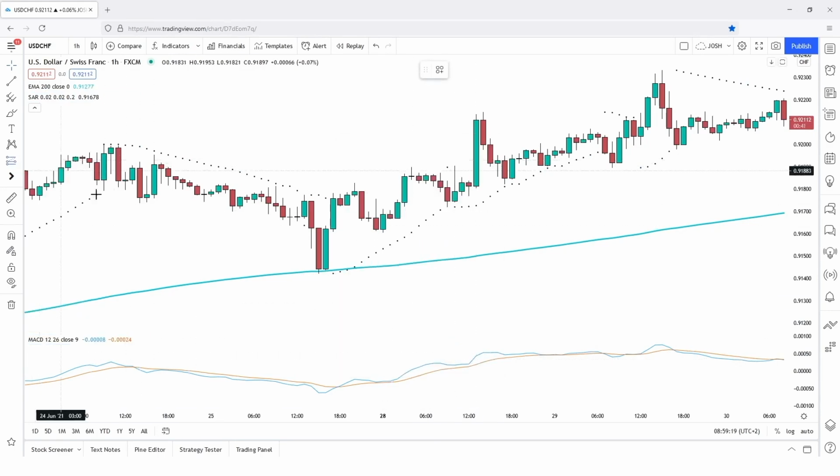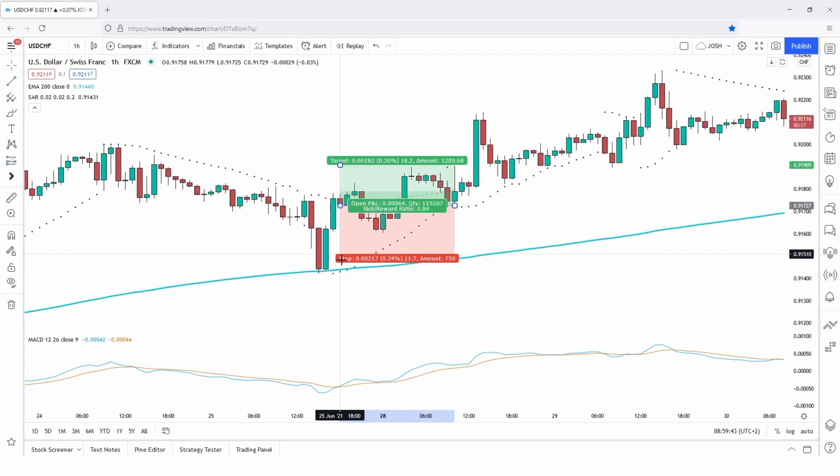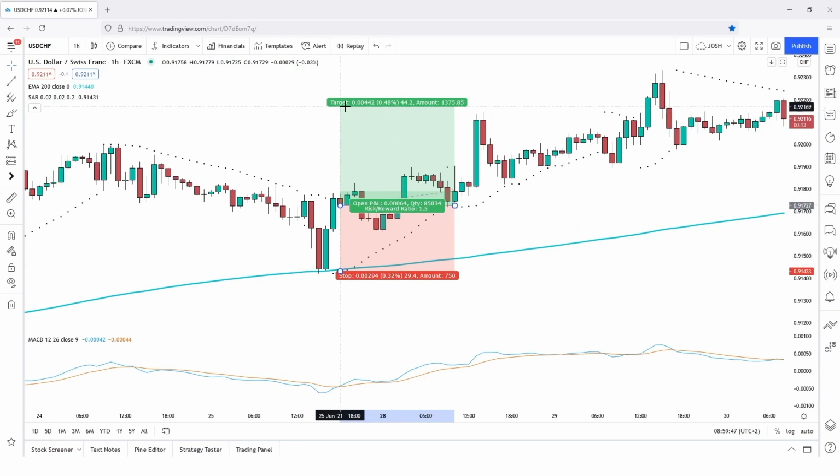Very simple. We enter a buy position if price is above the 200 EMA, the Parabolic SAR is below the price, which is visualized through the dots, and when the blue line crosses above the orange line on the MACD, we enter a buy position. We then simply enter with the close of the MACD crossover candle or the open of the following candle, set our stop loss at the dot of the Parabolic SAR, and set our take profit at a 1 to 1.5 risk to reward.